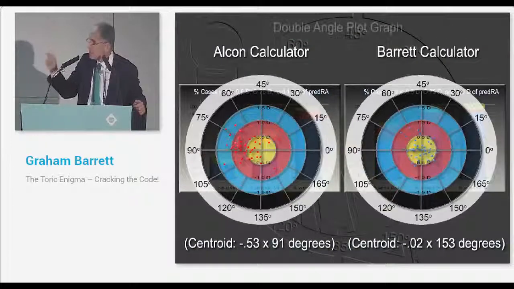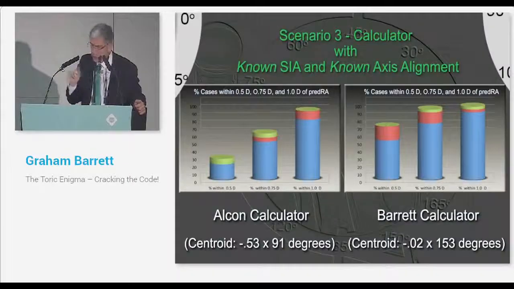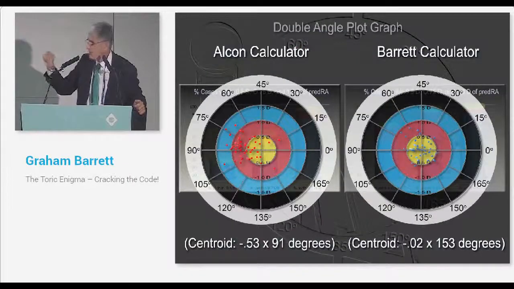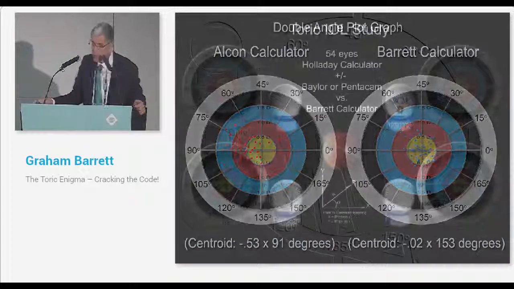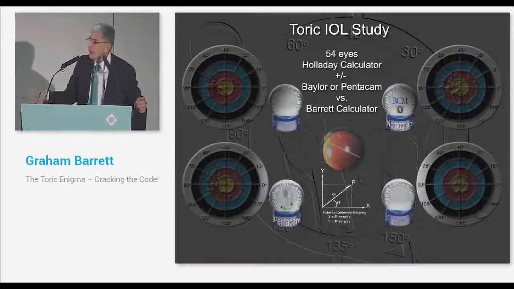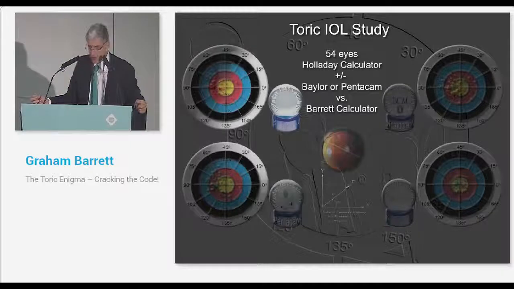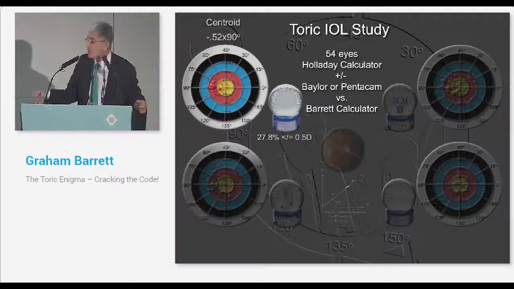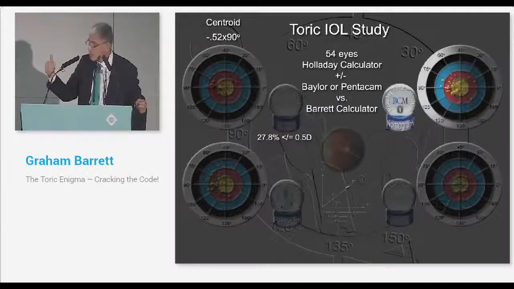If we look at that double plot graph and you compare the Alcon to my own calculator, can you see the centroid, what it means? It's the center of that scatter plot on the double plot graph, close to zero as opposed to 0.5 diopters. Very similar to the earlier study that I showed you. But what's different here is we looked at the Holiday calculator with the Baylor method, which had improved the percentage within a half diopter to 27%.